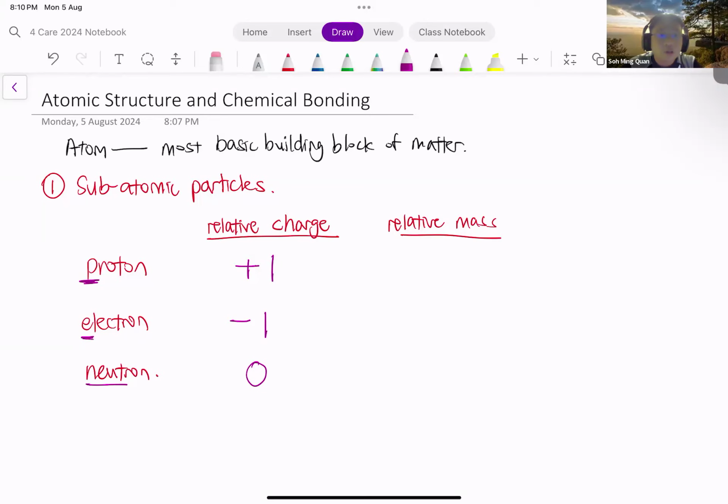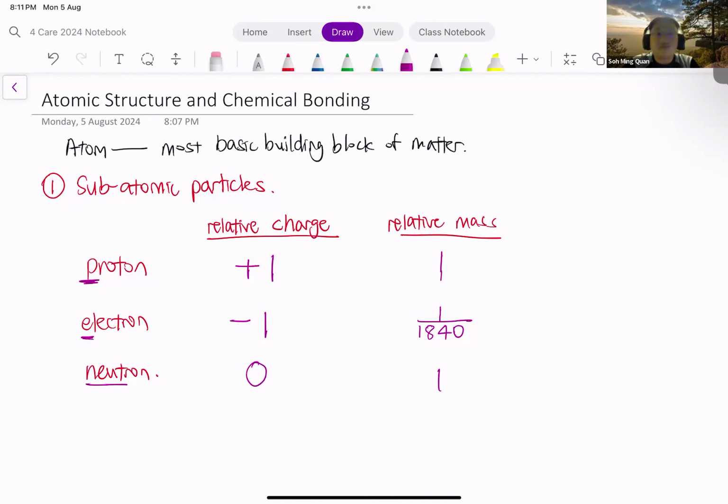Now we move on to the mass. In terms of mass, protons have a relative mass of 1. Electrons are very light. How light are electrons? They are 1,840 times lighter than a proton. So 1 over 1840 is the relative mass of an electron. Finally, neutrons have the same relative mass as a proton.